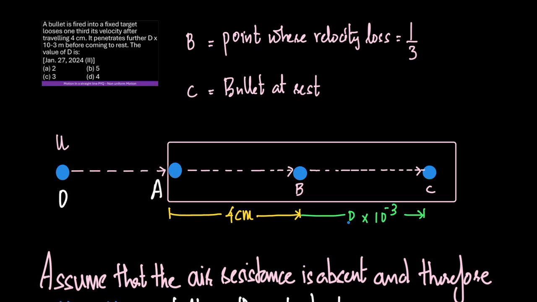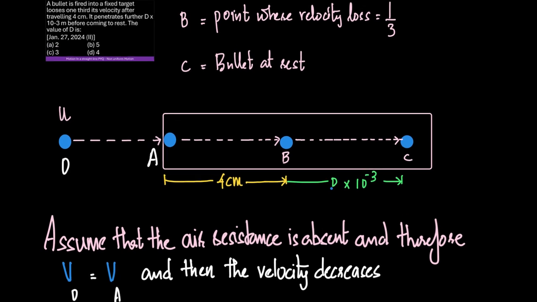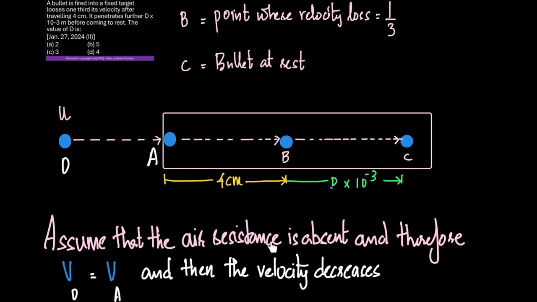One common assumption that we always make here is that the air resistance is absent, and not just the air resistance, also that the resistance offered by the target is uniform, which means the retardation offered by this block is uniform in nature. Since the air resistance is absent, we assume that the velocity with which the bullet leaves the gun is the same as the velocity with which it enters the block.